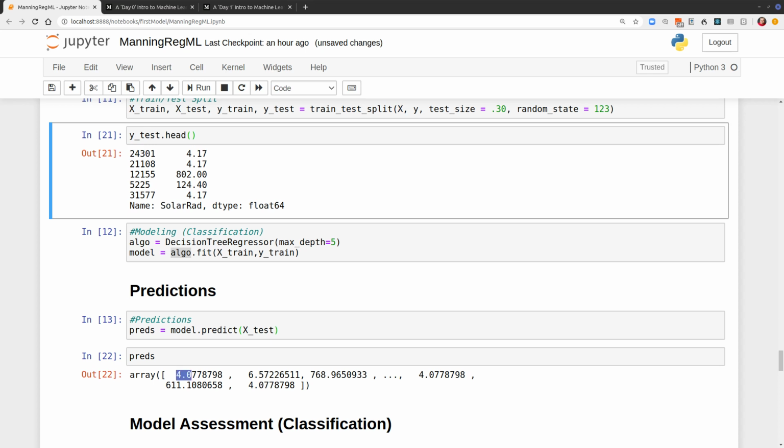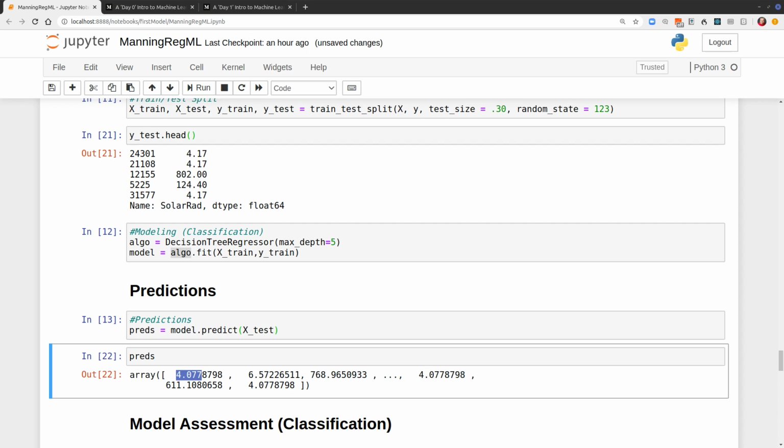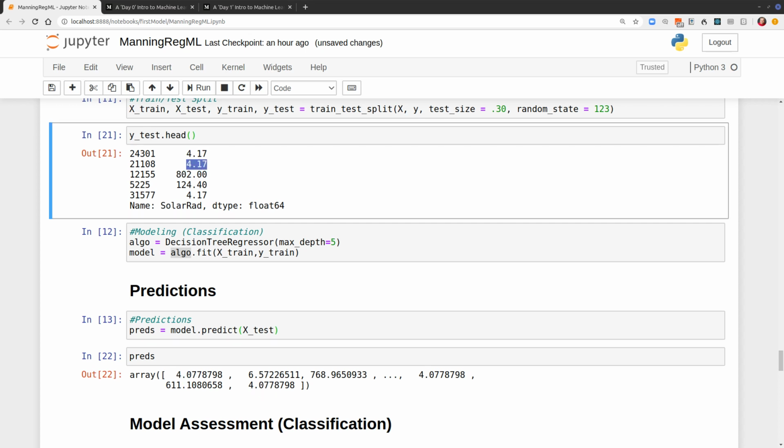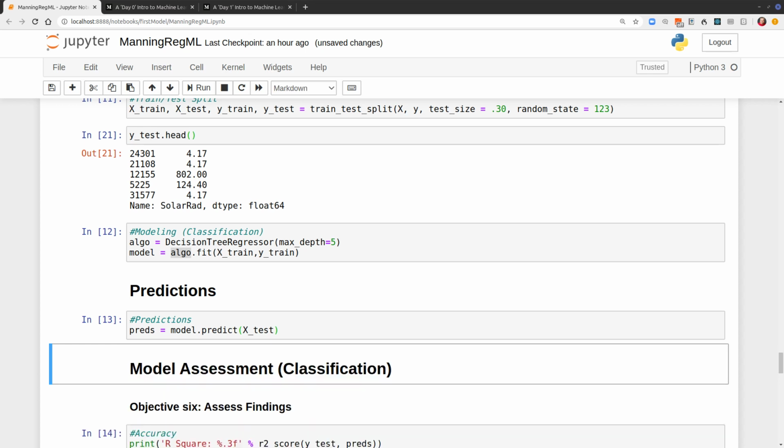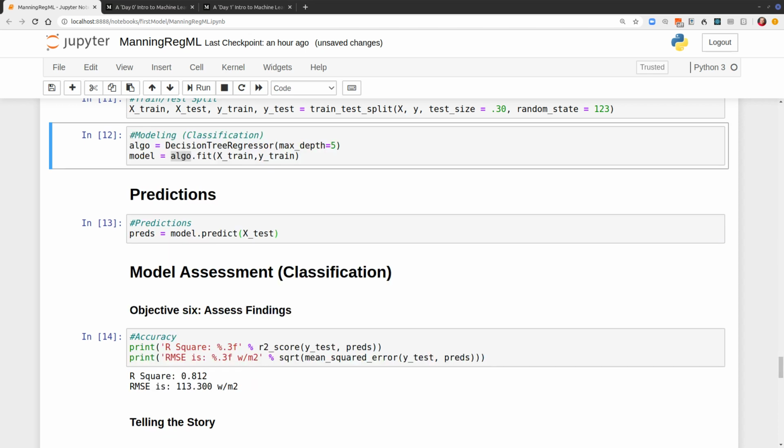So you can see in row number 24301, the real value is 4.17. My predicted value was 4.077. Let's jump down to this 802 number. That's the third value. Looks like 802 here, my model predicted to be 768. That's where the error comes into this model. We talked a little bit about error earlier, the concept of error in a regression problem. You're never going to nail these things down in a perfect one-to-one relationship unless you have perfectly related data in the features, or maybe your data set is so small that it's not really useful for machine learning. So anyway, let's dive into how we now assess this in a real world way.